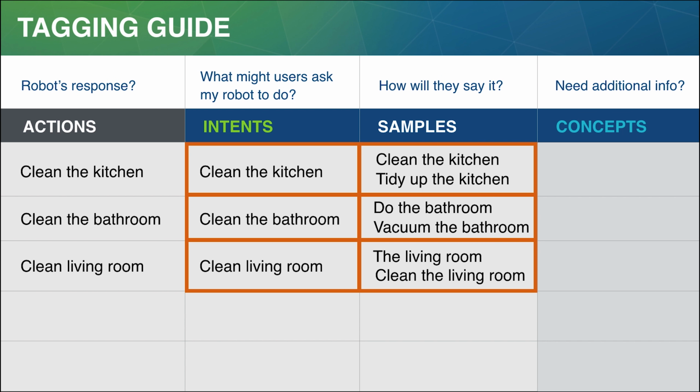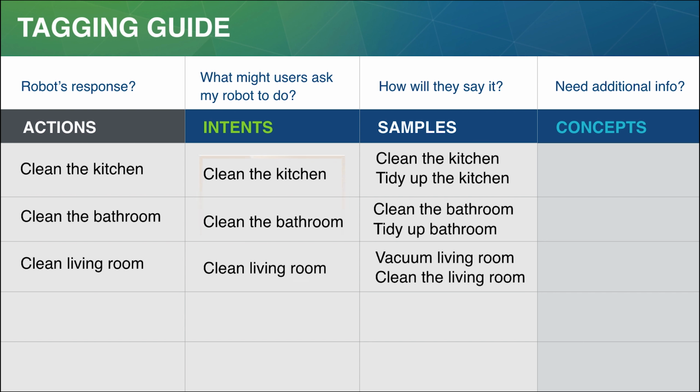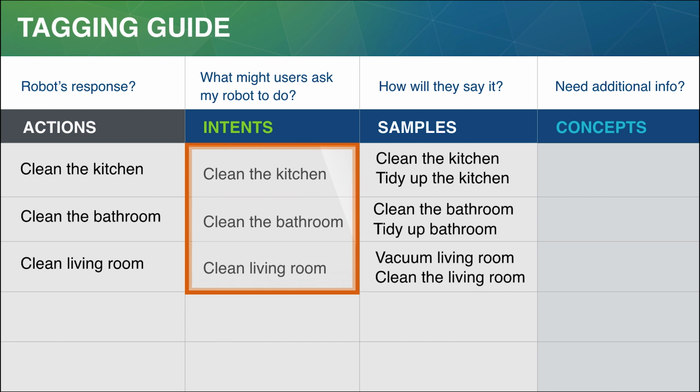Why is that important? If your intents are too similar, as they are here, they're confusable, meaning the model will have a tough time classifying new samples correctly into one or the other intent. You'll end up getting mismatches, and your users won't get the right actions as a result.